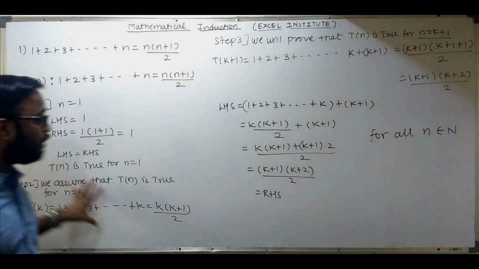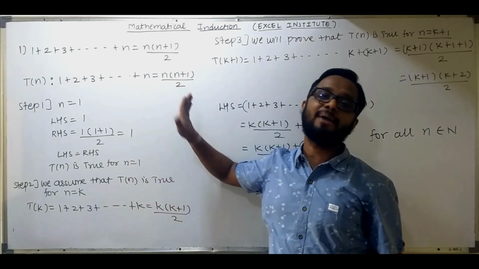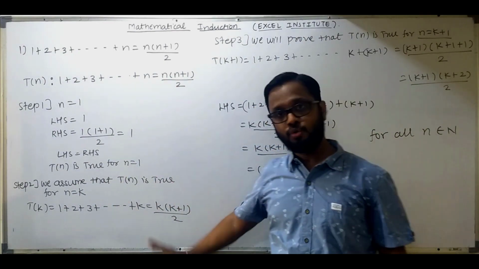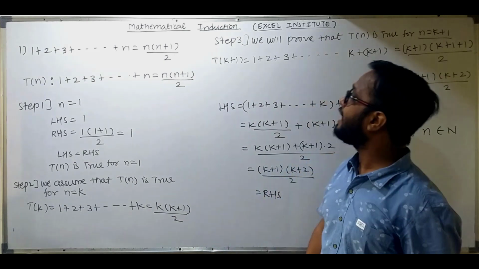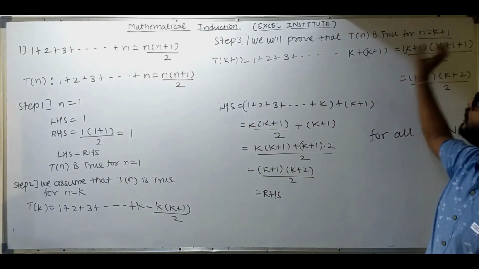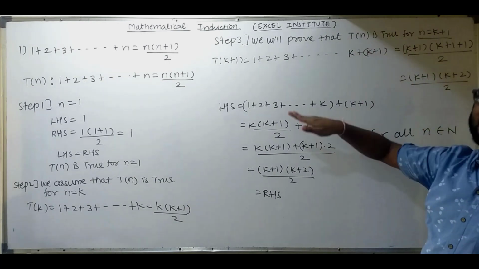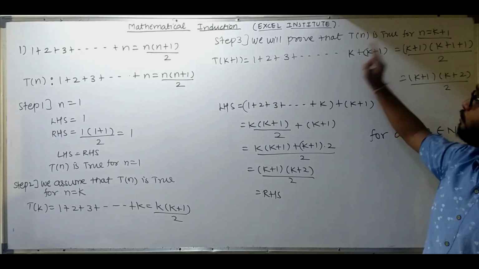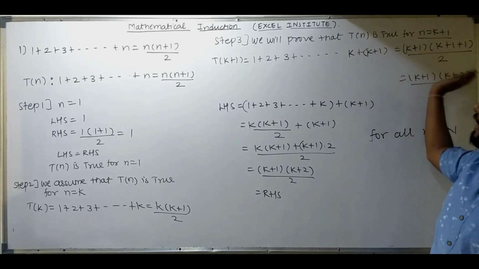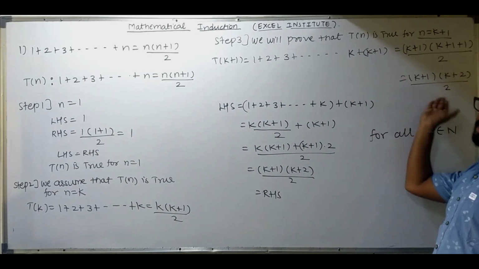Then the second step is always an assumption. We have to just replace n by k, that's it, and we assume this is true. And step 3, we have to prove that the given statement is true for n equal to k plus 1. If the last one is k plus 1, one before that is always the k term. In RHS replace n by k plus 1, simplify, and then we prove LHS equal to RHS.